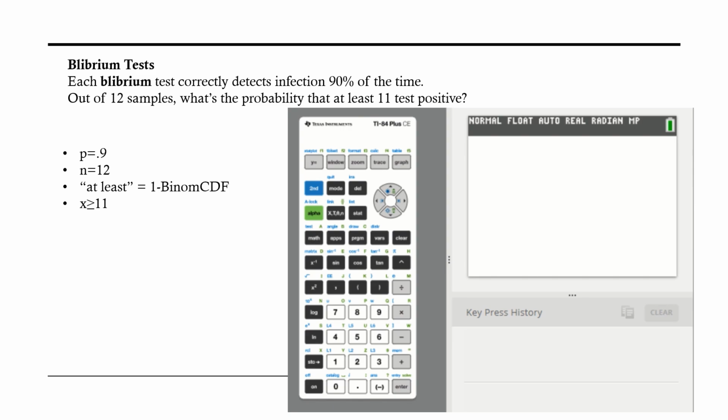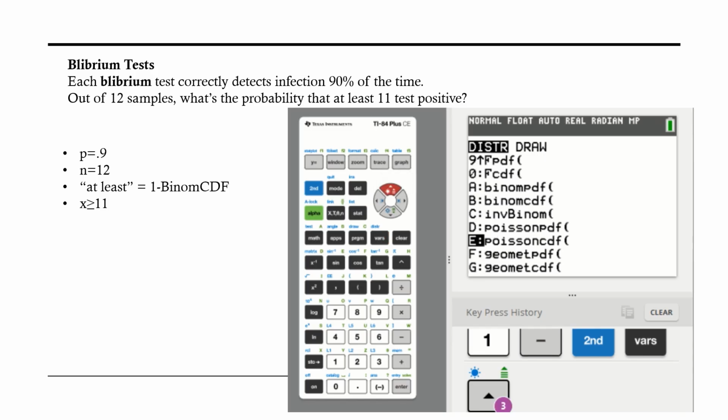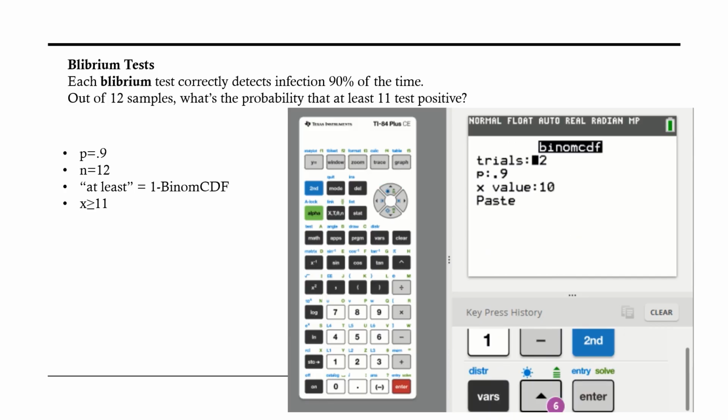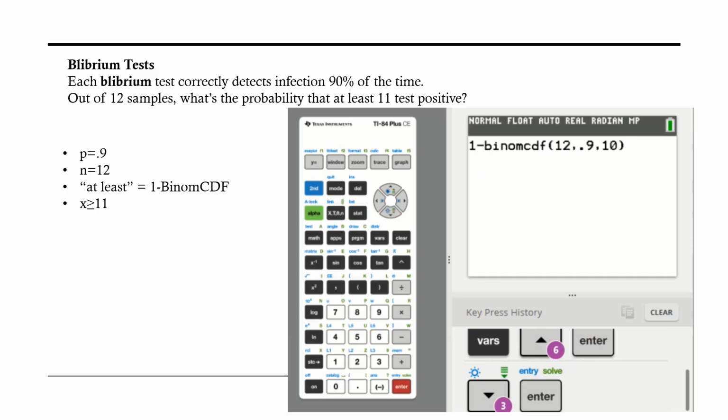So here's how we're going to do that. I'm going to do 1 minus, and then I want to go up to my distribution. binomCDF. We have 12 trials, 90%, and I want to take off everything up to and including the 10, and that way it'll leave me with 11 and 12. So it'll say 1 minus binomCDF whenever I have a pointing right side of an inequality symbol. So x is greater than or equal to 11 would look like a 1 minus a CDF.